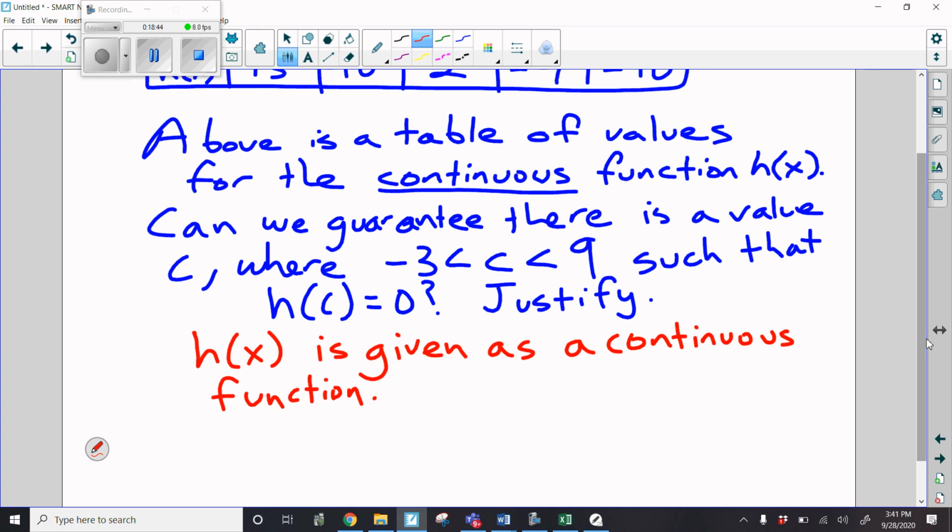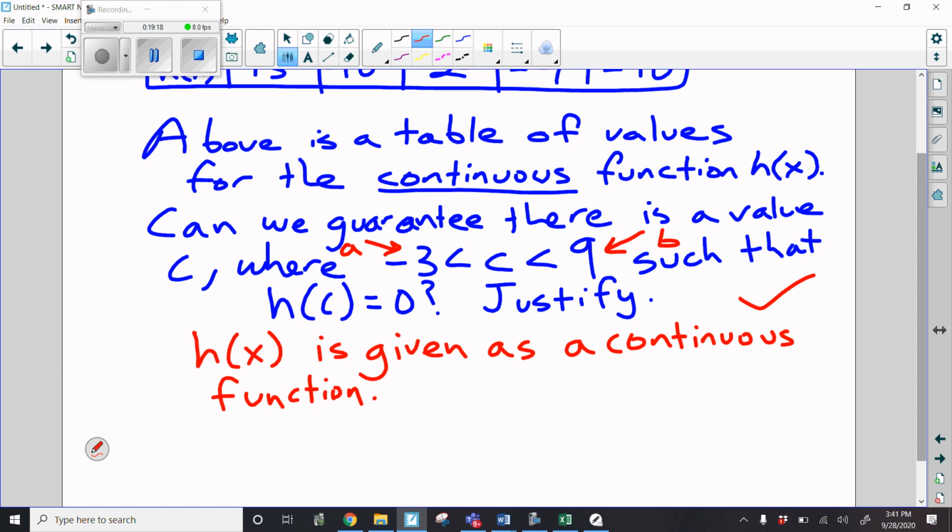So the first thing I'm going to say is h of x is given as a continuous function. In my head, I'm going to make a little check mark, remembering that I stated continuity. Now I have to think about f of a and f of b. Again, my -3 here is my a, and this is like my b. So I need to look at my table and figure out f of a and f of b.